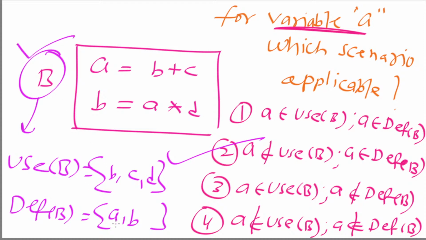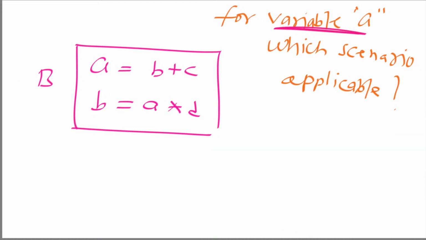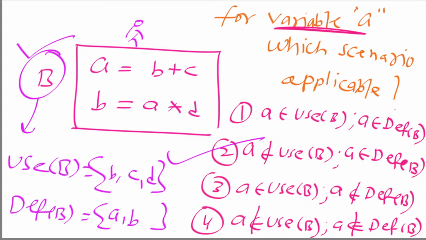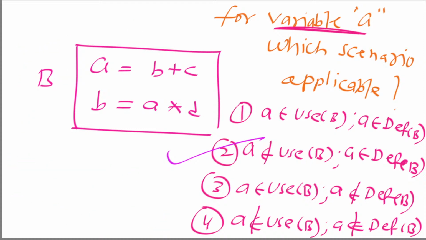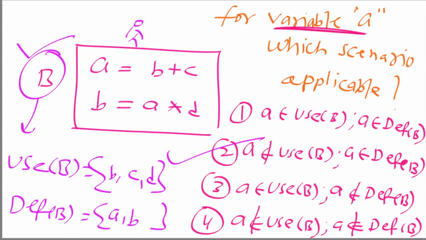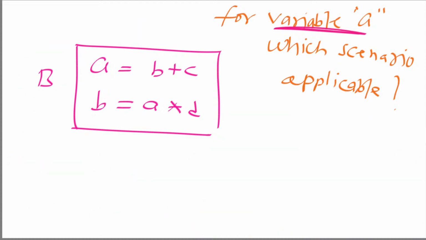See, for a basic block, I told you, in this basic block, A is not used. Don't make this mistake. Many students are making this mistake. In this basic block, A is not used. Is this point clear to everyone? So don't make this mistake. What can you say about variable B? I hope this point is clear to everyone.